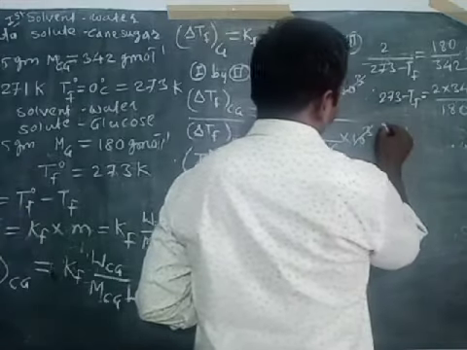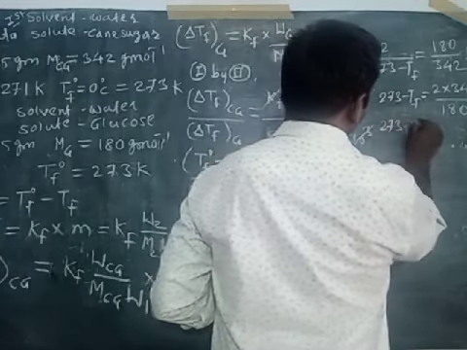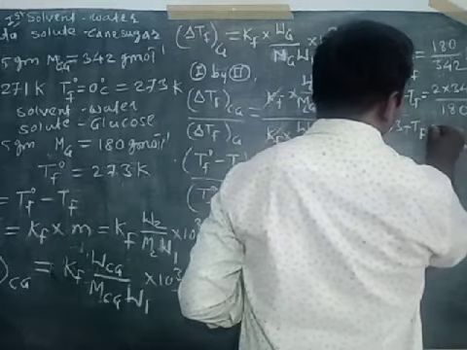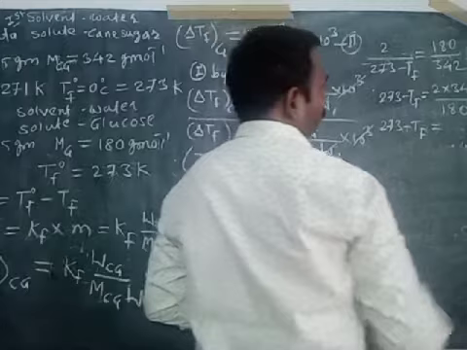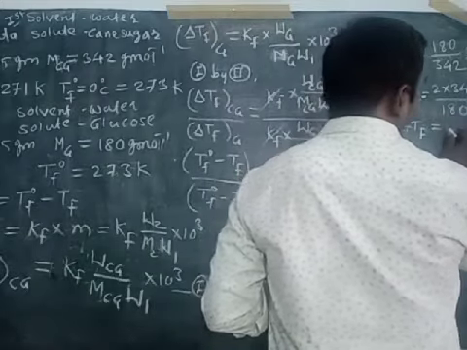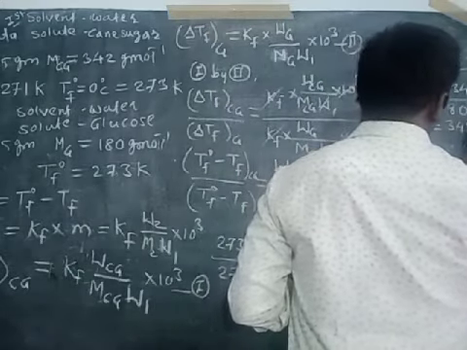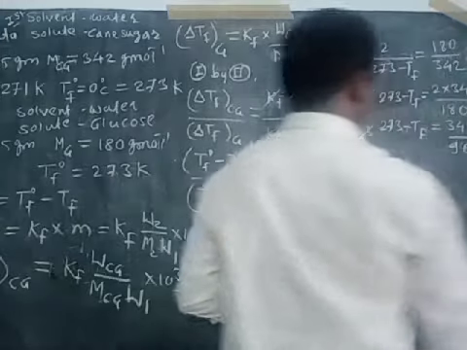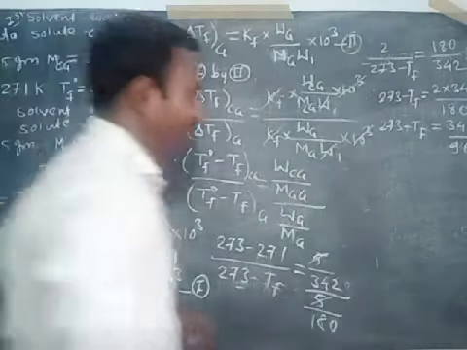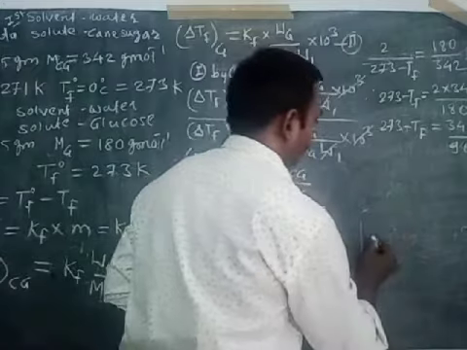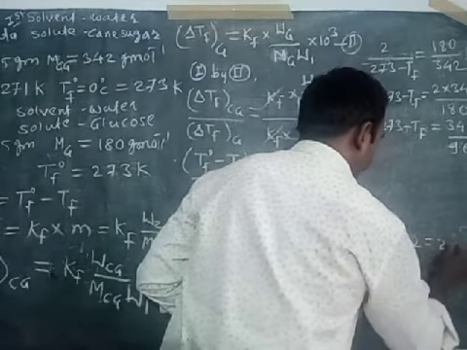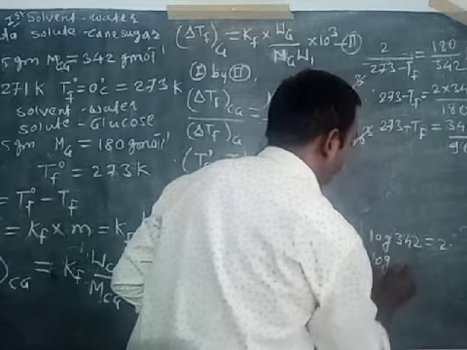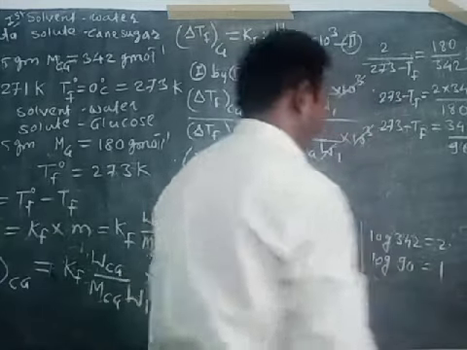During calculation we will get the value 273 minus Tf is equal to 2 multiplied by 342 divided by 180, that is, it will become 342 divided by 90. Here we can take the log calculation. Log of 342 is equal to 2 point, and log of 90 is equal to 1 point.